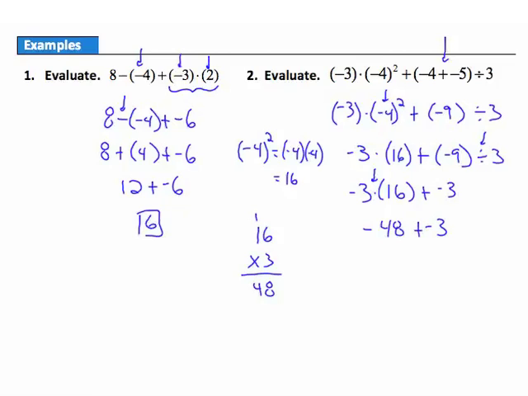The last step now is to do the addition. Notice I'm adding -48 to more negatives. So I'm going to get a bunch of negatives here. In fact, I'm going to have 51 negatives in total.